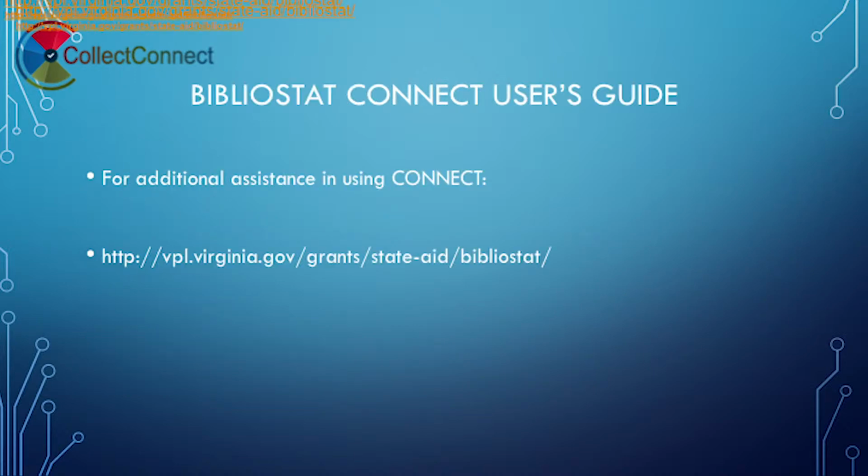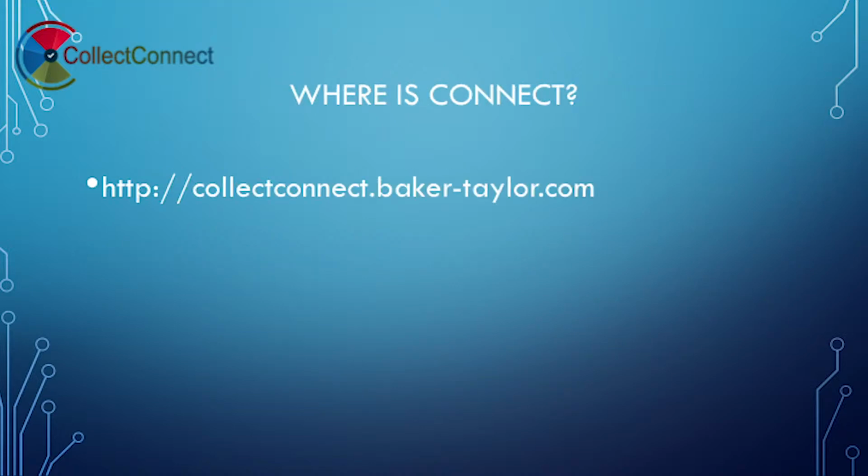Bibliostat Connect User's Guide. This tutorial presents an overview of Bibliostat Connect, focusing mostly on using alphabetical selection of library data from the Virginia Bibliostat data source. For more complete information on using Bibliostat Connect and other data resources, refer to the Bibliostat Connect User's Guide in the LDND Info Center. To access the Bibliostat Connect application, go to http://collectconnect.baker-taylor.com.